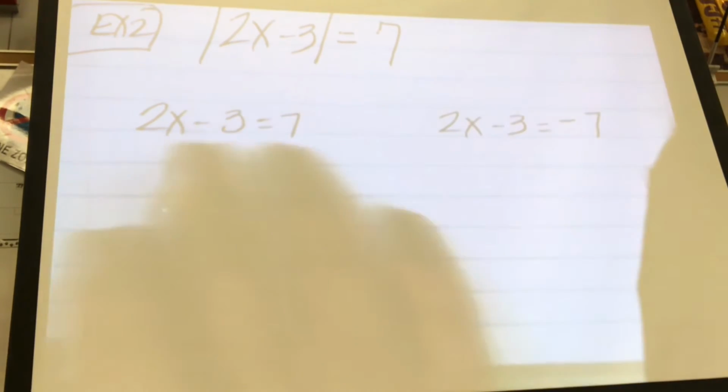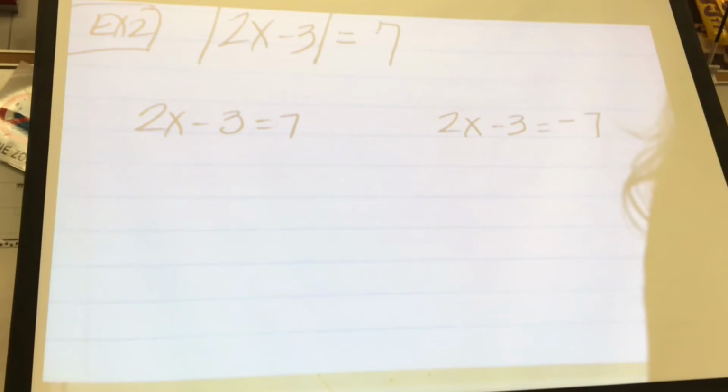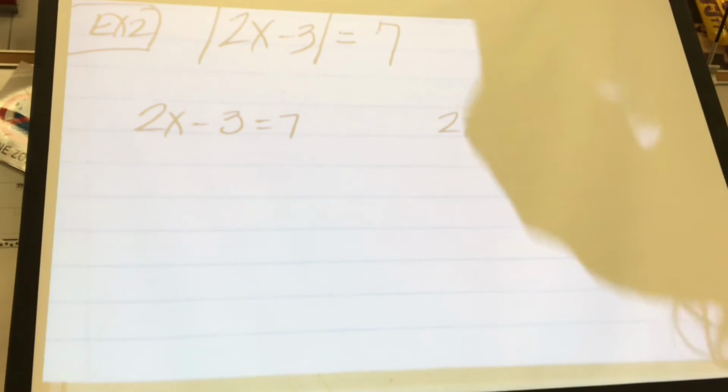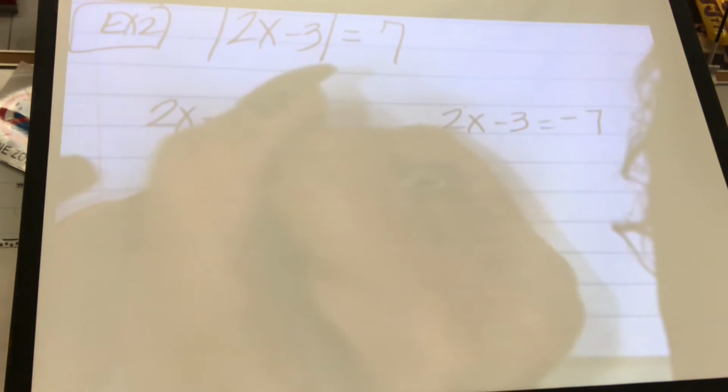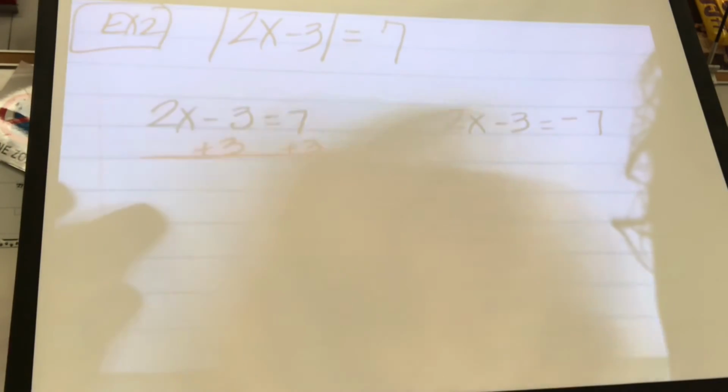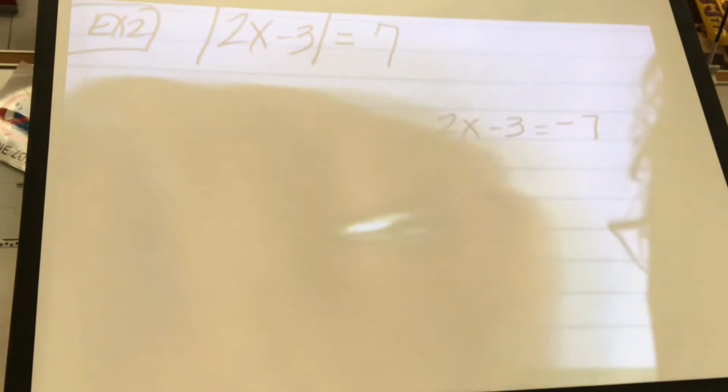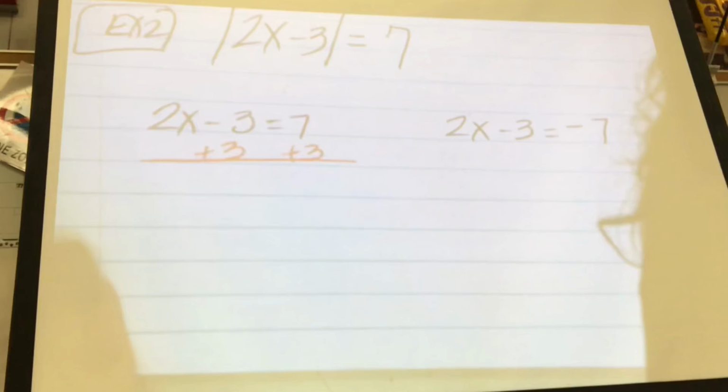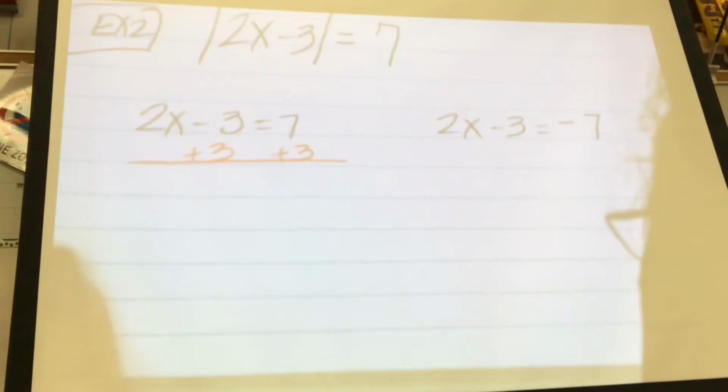Hannah, what should I do first now that I want to solve for x? You want to add 3. Yep, add 3 to both sides. Add 3, add 3. What do you get, Jason? You get 0. 7 plus 3 is 0. Oh, 10.